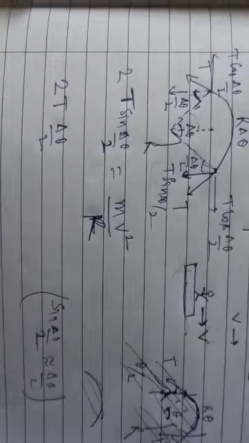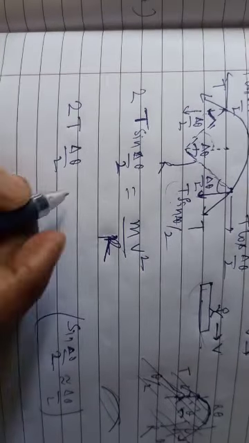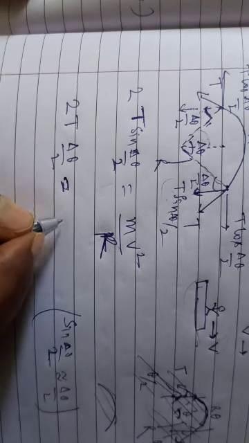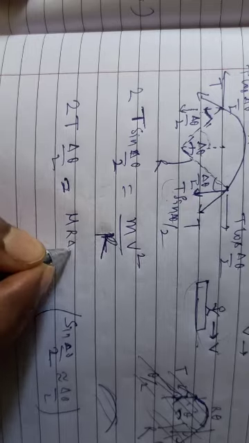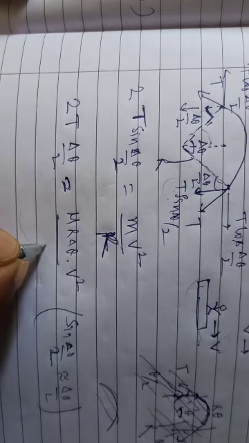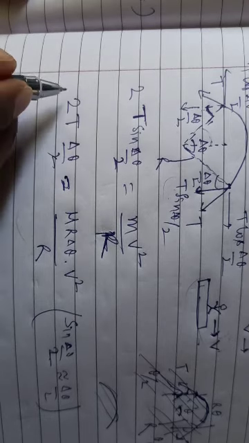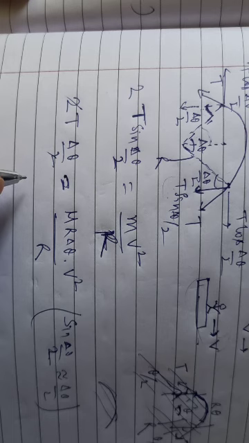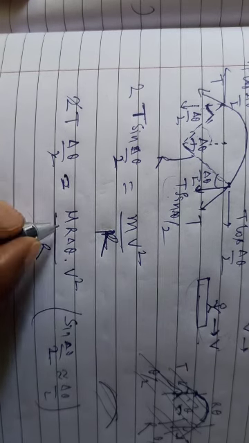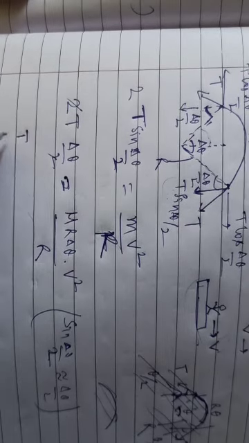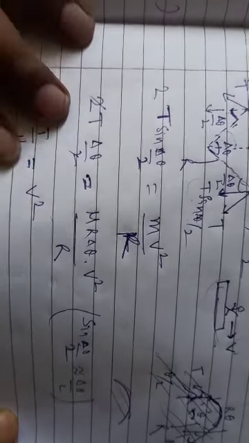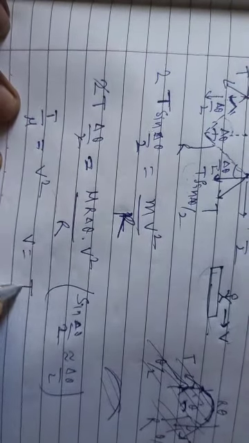So 2T Δθ/2 is equal to m v²/r. What is m? m is equal to μ R Δθ, times v² by R. So these two will cancel out, Δθ will cancel out, R will cancel out. What are we getting? T by μ. v² is equal to T by μ.